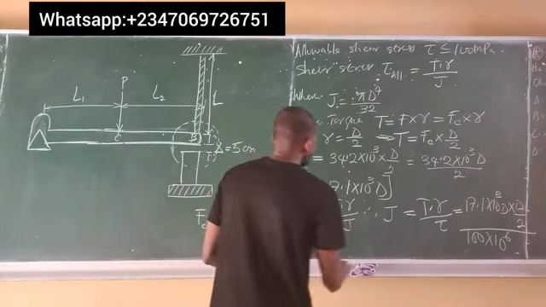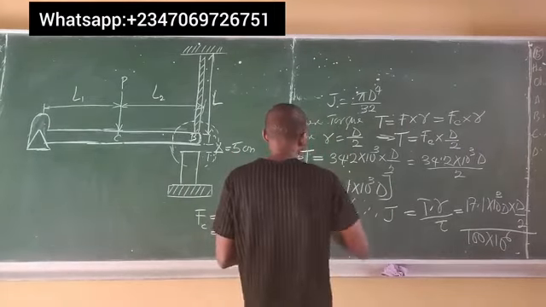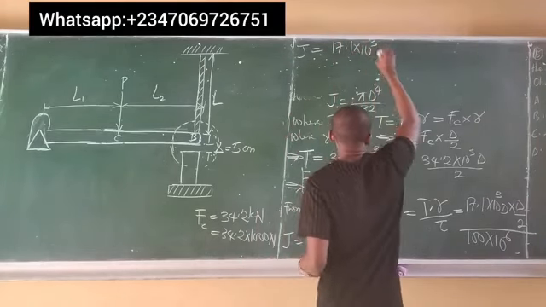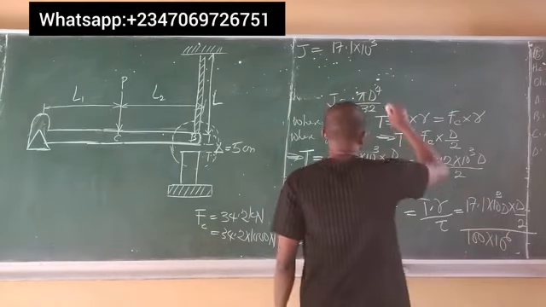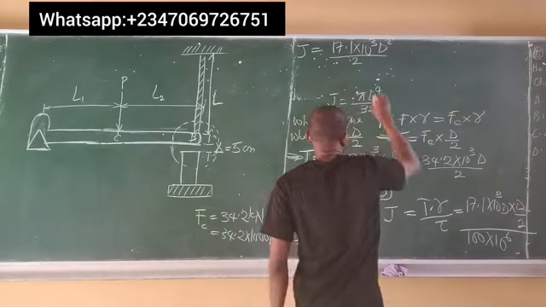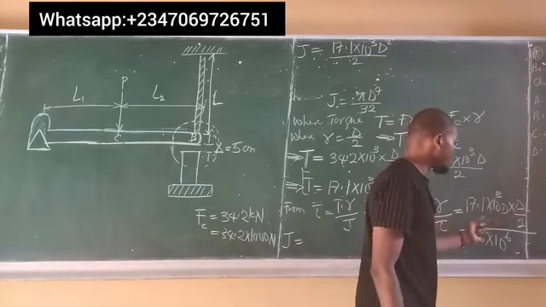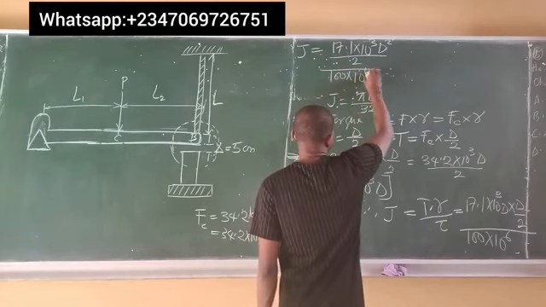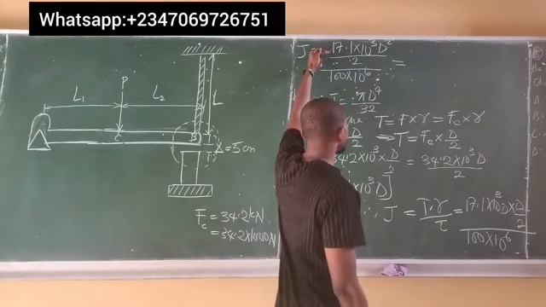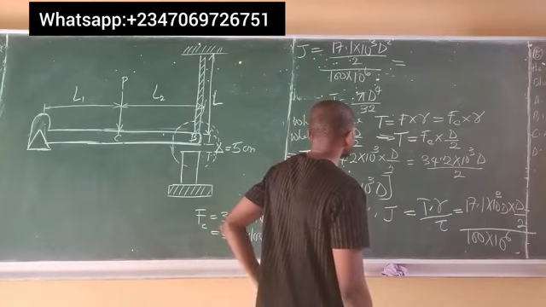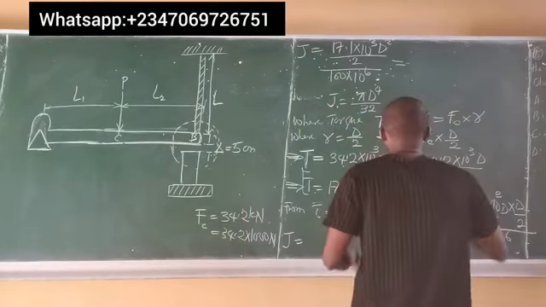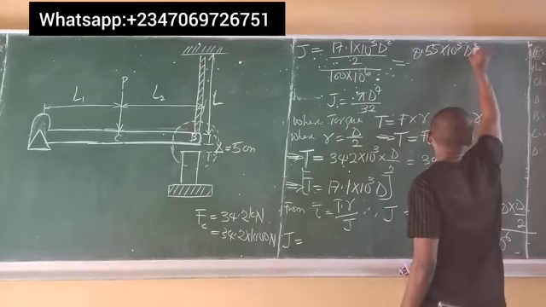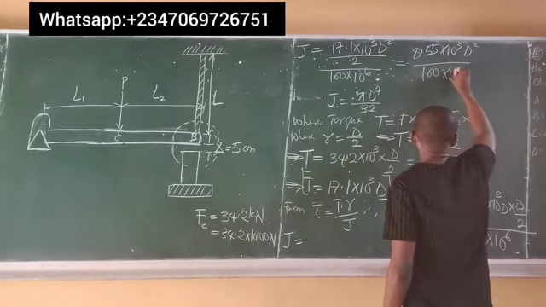So you have that J is equal to 17.1 by 10 to the power of 3. Now observe that d multiplies d gives us d squared all over 2, divided by 100 megapascal, that is 100 by 10 to the power of 6. Let's obtain 17.1 divided by 2. That simply gives us 8.55 by 10 to the power of 3 d squared divided by 100 by 10 to the power of 6.